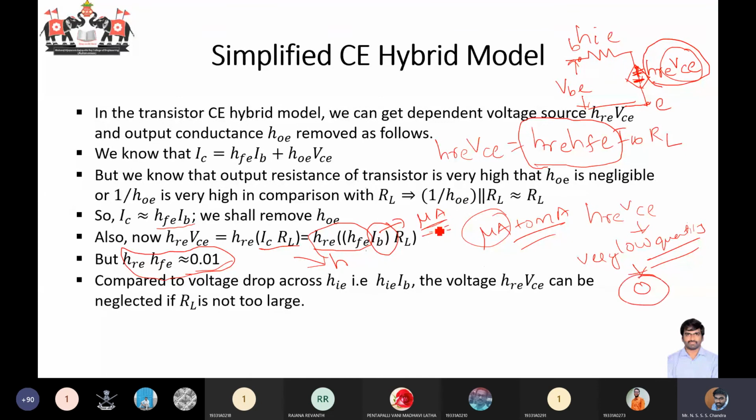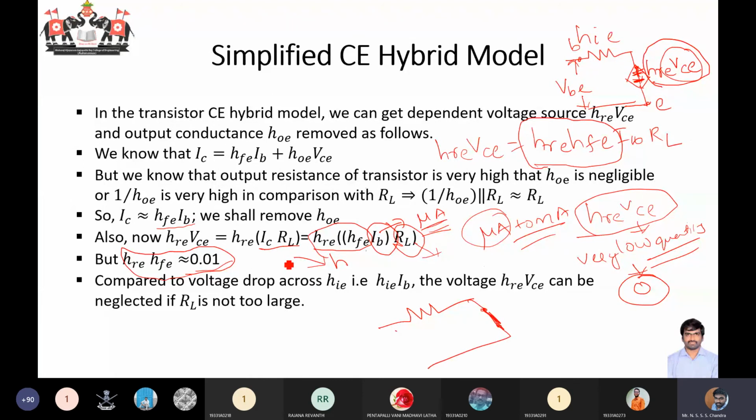So for practical purposes, if RL is not a very large value, we said that RL will be a small value compared to your hoe, right? So RL is also a small value. If RL is not a large value, then this value hre into VC will be a very low quantity. So for practical purposes, I'll consider it to be nearly equal to 0. In other words, I'm going to replace this dependent voltage source with a short circuit. Okay, so voltage equal to 0 means it's a short circuit.